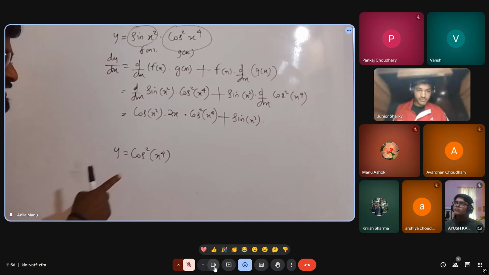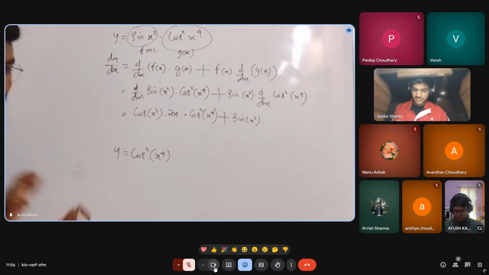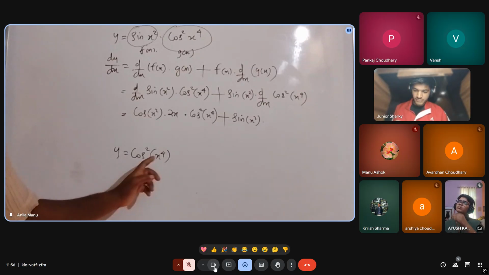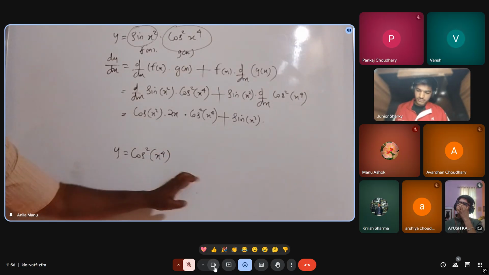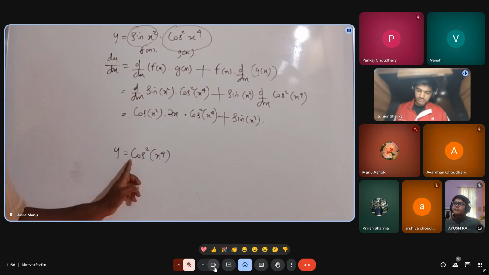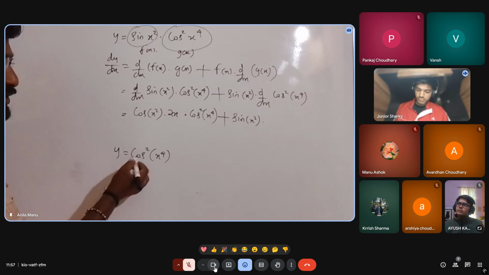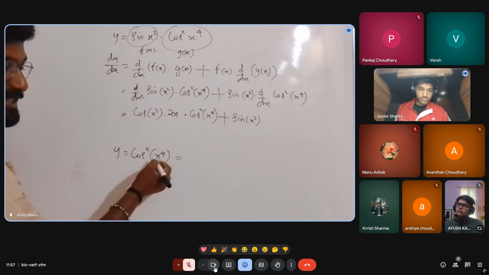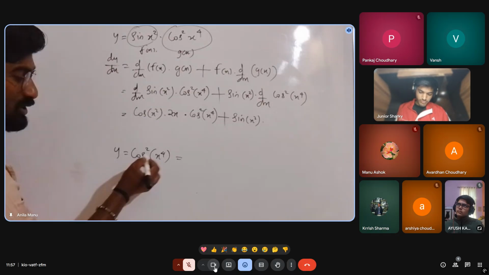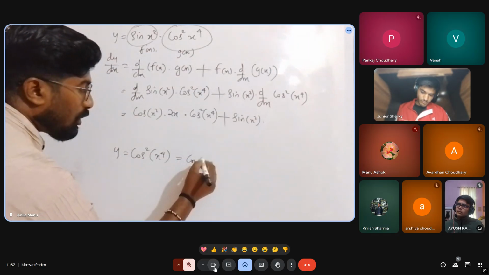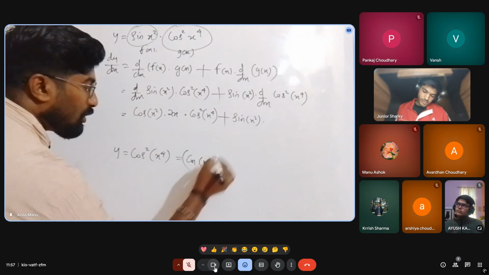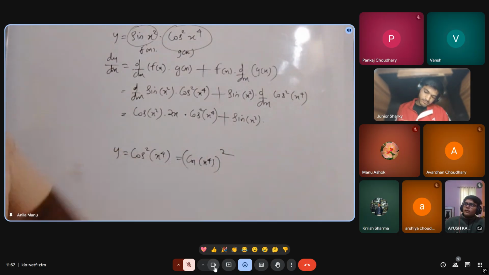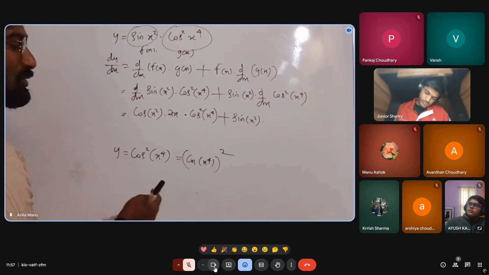Exactly. Very good. See, sometimes you may think that there are no other functions here, so we can start with the cos. If you start with the cos, your answer will be wrong. Why? Cos square x raised to 4, for trigonometric functions, is cos x raised to 4 the whole square. This is exponential form only. Clear, right?